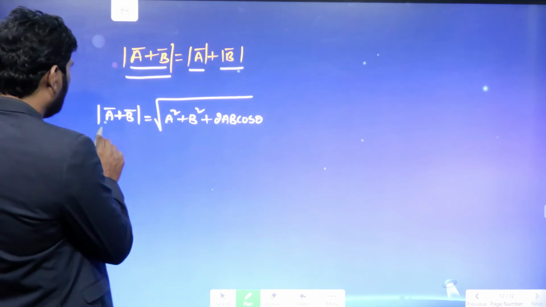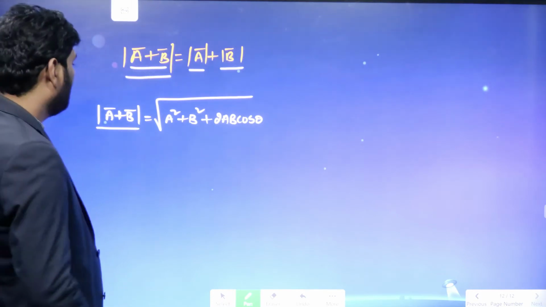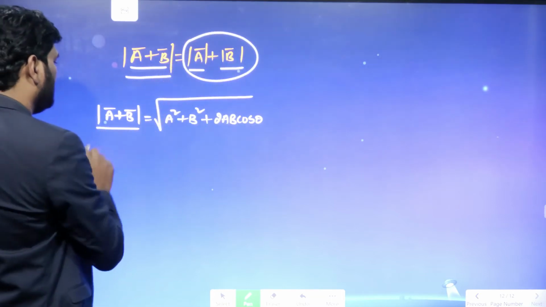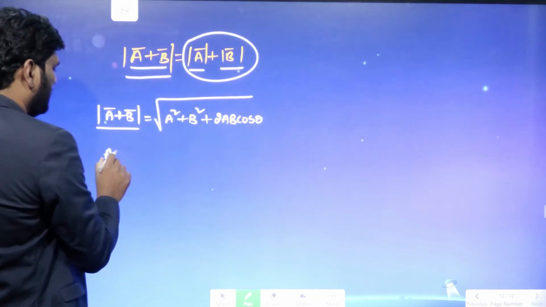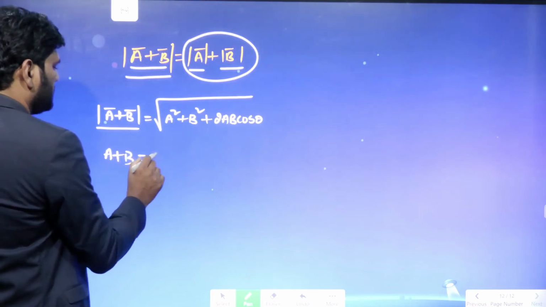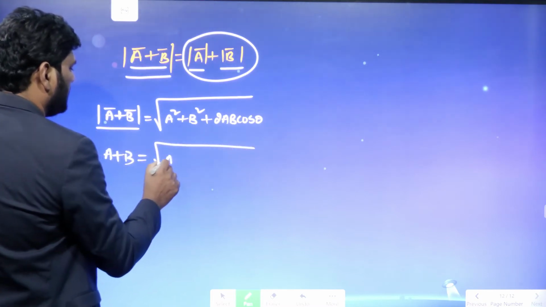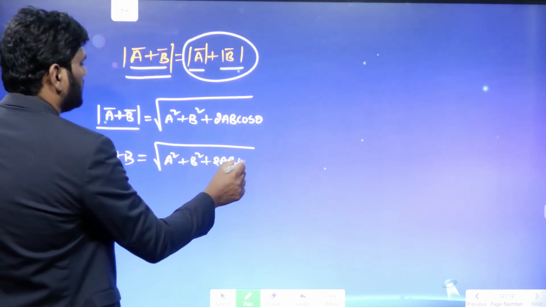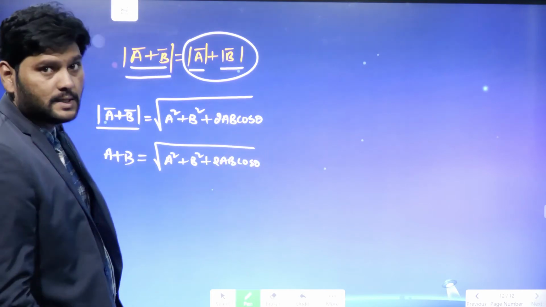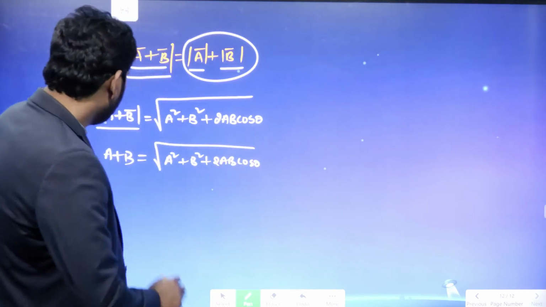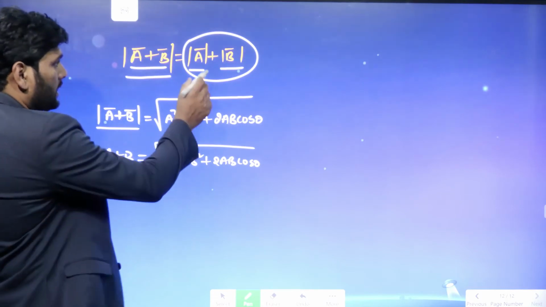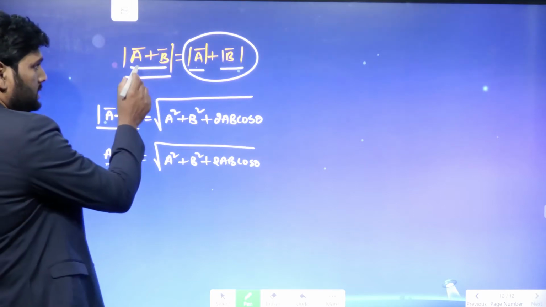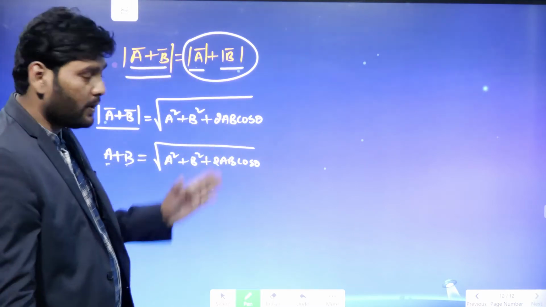Now, what is this A plus B? Mod of A bar plus B bar is nothing but this, right? So you can equate A plus B is equal to the square root of A square plus B square plus 2AB cos theta. Now here, what is A? A is nothing but mod A. B is nothing but mod B. So mod A plus mod B is equal to mod of A plus B. That is the point I wrote.